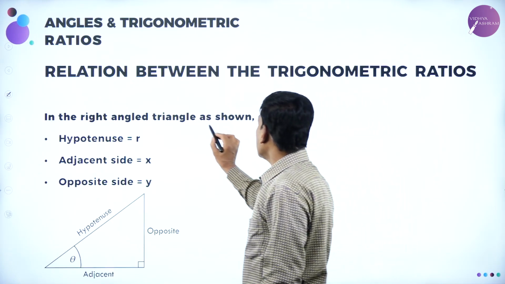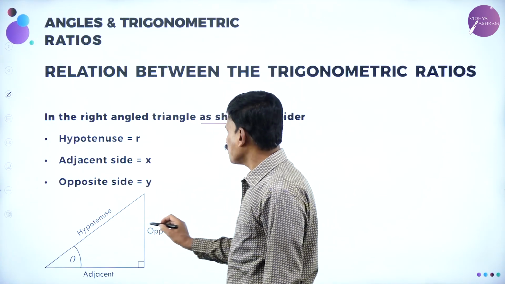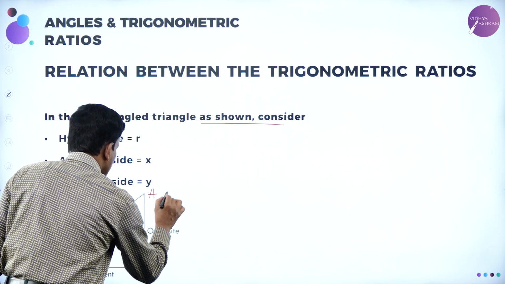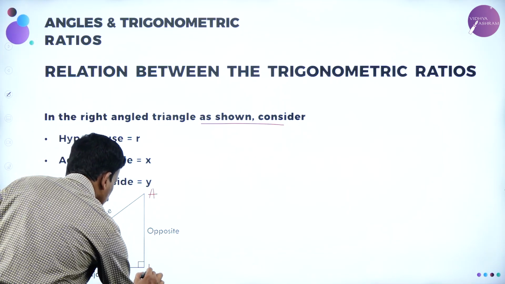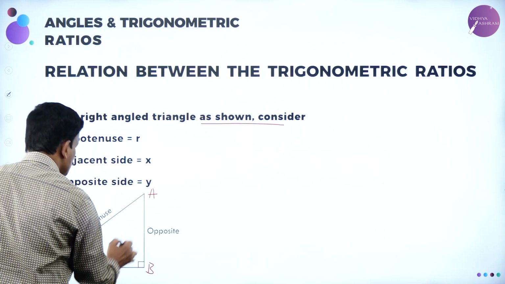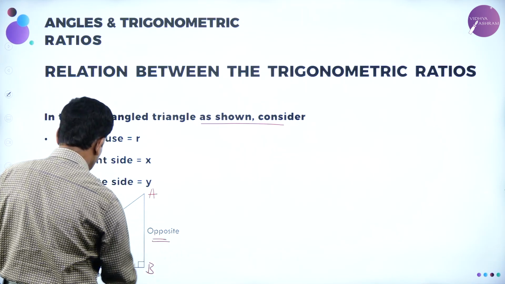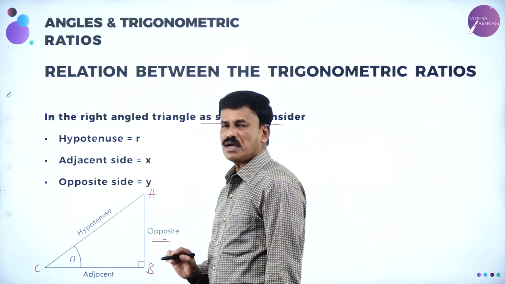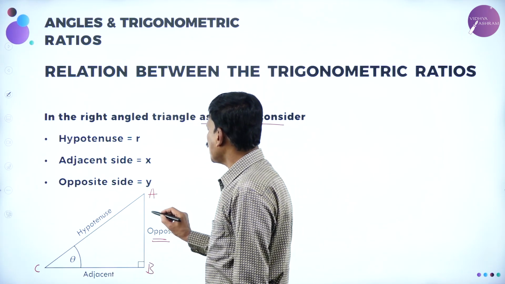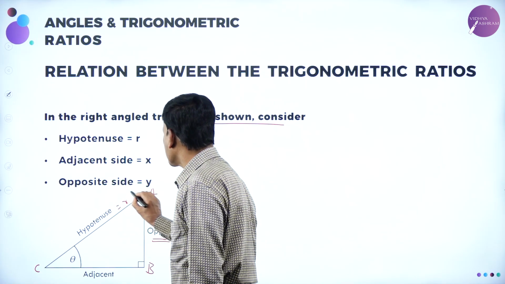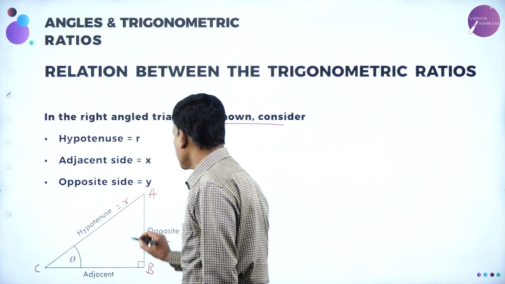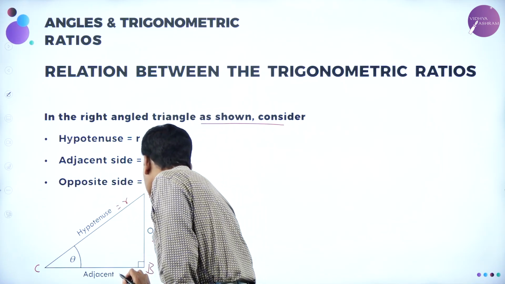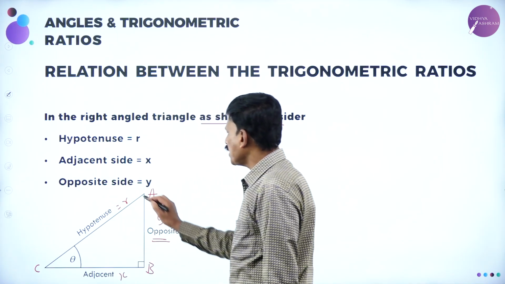So in the right angle triangle as shown, let us consider this as A, then B and C. So AB is the opposite side, AC is the hypotenuse side, and BC is the adjacent side. Let us represent the hypotenuse as R, the opposite side as Y, and the adjacent side as X. So X, Y and R.